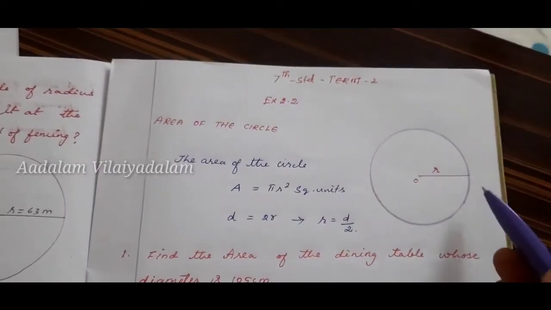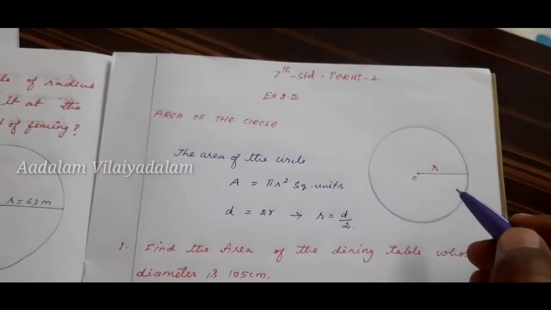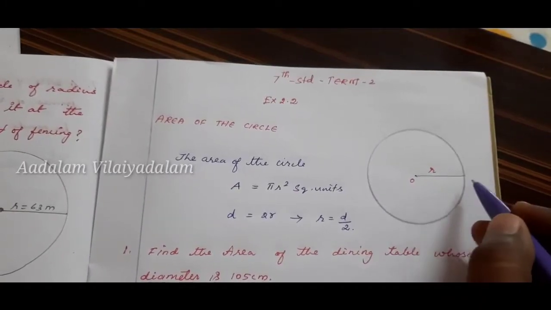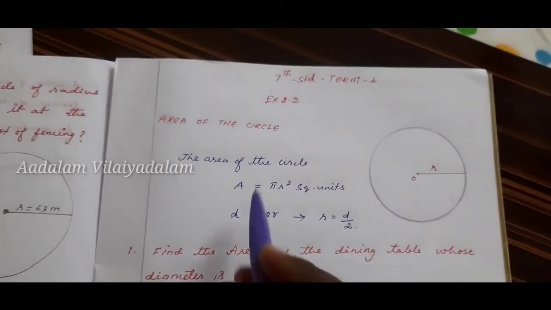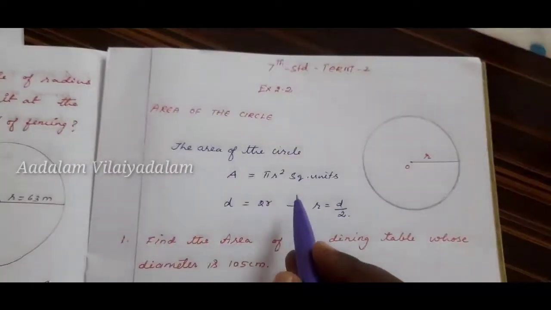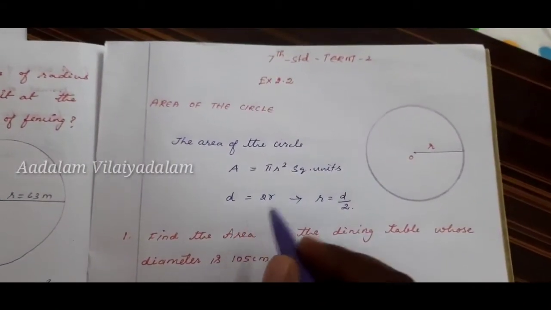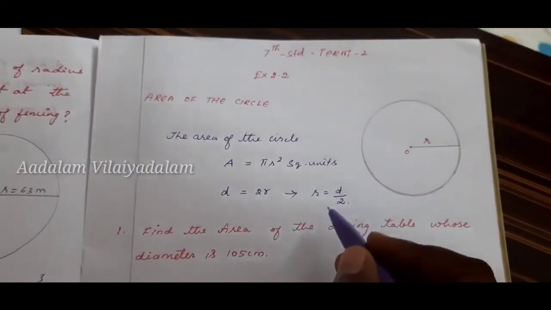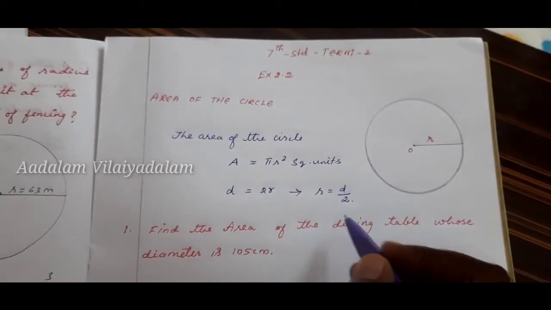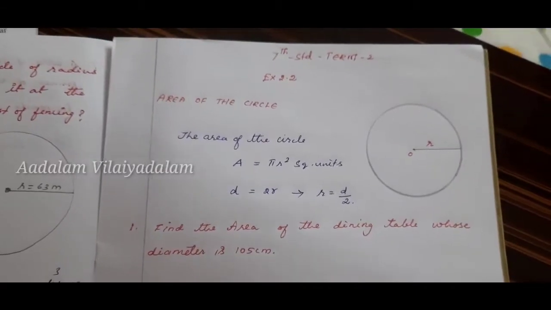So this is the circle which has the center point O, and the distance from the center point to the edge of the circle is called the radius. Now let's know the formula for this. The area of the circle A equals pi r squared square units, where we can take the diameter as 2 times the radius, and we could write radius equals d divided by 2, which means diameter divided by 2. And now let's go to exercise 2.2.